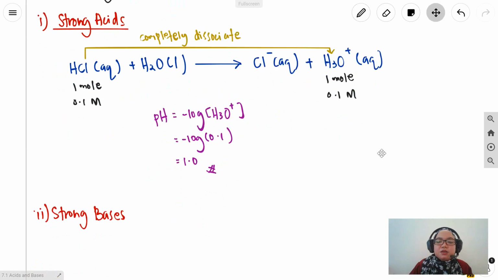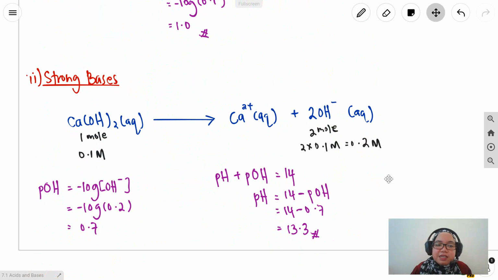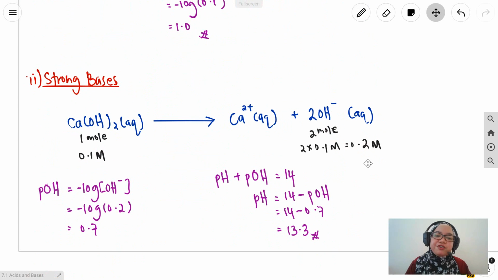Okay. So next we are going to look at how to calculate the strong base. So we have calcium hydroxide here forming calcium ion and OH minus ion. Here we can see from the equation that 1 mole of calcium hydroxide can form 2 mole of hydroxide ion. So 1 mole dengan 2 mole, since they can completely dissociate. Betul tak? Sebab strong base pun boleh completely dissociate ataupun completely ionize. So which means 0.1 molar, sebab dia ada 2 mole kat sini times 2, which means dia ada 0.2 molar here.